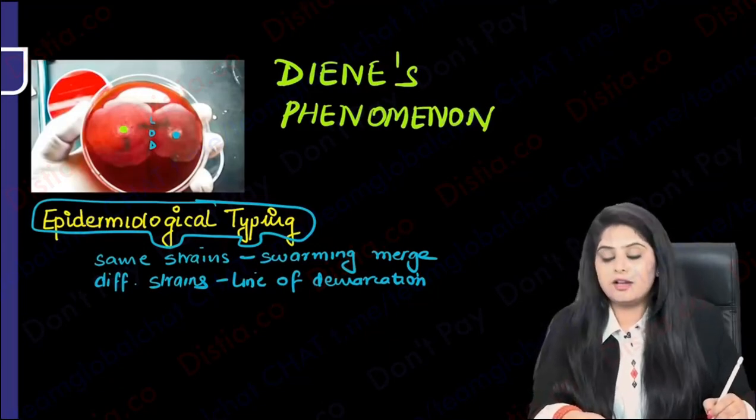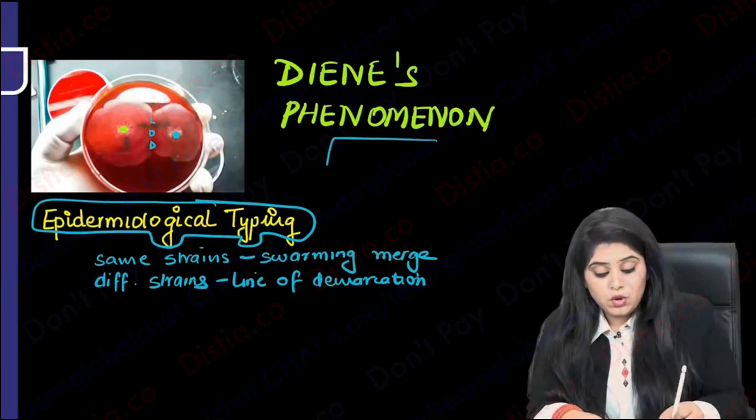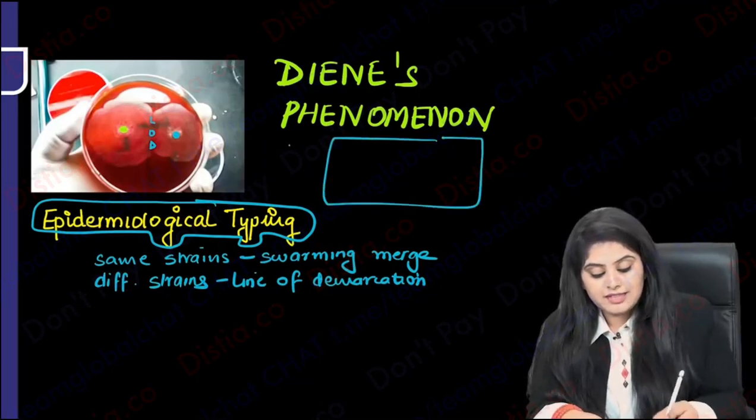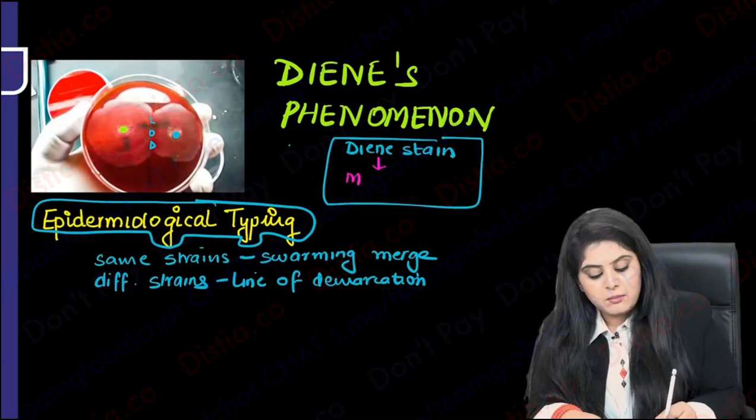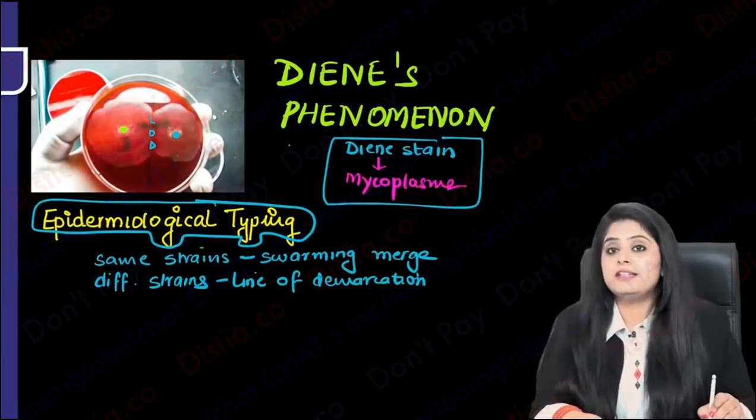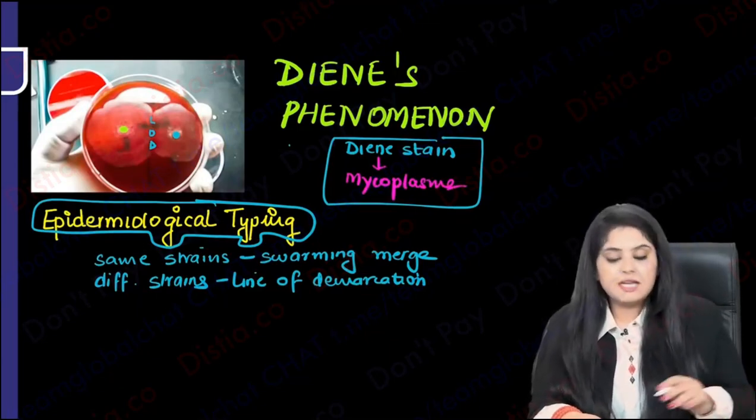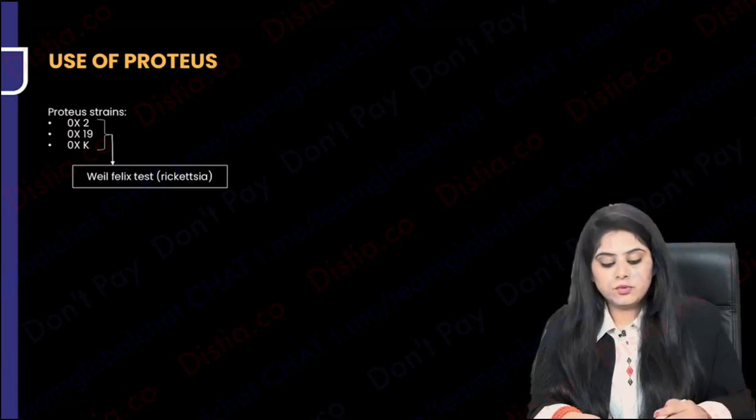Also, another thing you have to know is that you should not confuse it with something known as a Dienes stain. Guys, for what do you do a Dienes stain? Dienes stain is done for mycoplasma, which we'll study right at the end in the miscellaneous chapter. That is Dienes stain for mycoplasma. So tell me, other than this, is there any other use of Proteus that we have?